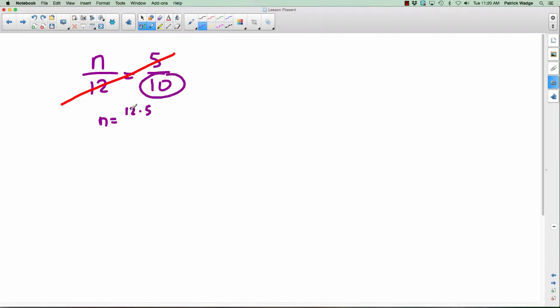So what do we do with that number? We're going to divide. So basically you're going to go 12 times 5, which is 60, divide by 10, you get n equals 6. Okay, you're always going to do that regardless of where the n or whatever is.